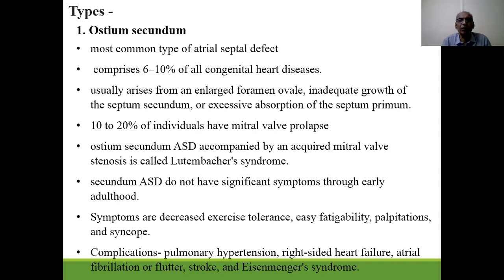In 10 to 20% of cases, this ostium secundum type of ASD is associated with mitral valve prolapse. When the ostium secundum is accompanied by mitral valve stenosis, it is known as Lutembacher syndrome. Ostium secundum does not have significant symptoms through early adulthood, and they may include decreased exercise tolerance, easy fatigability, palpitations, and syncope. It has complications like pulmonary hypertension, right-sided heart failure, atrial fibrillation or flutter, stroke, and Eisenmenger physiology.